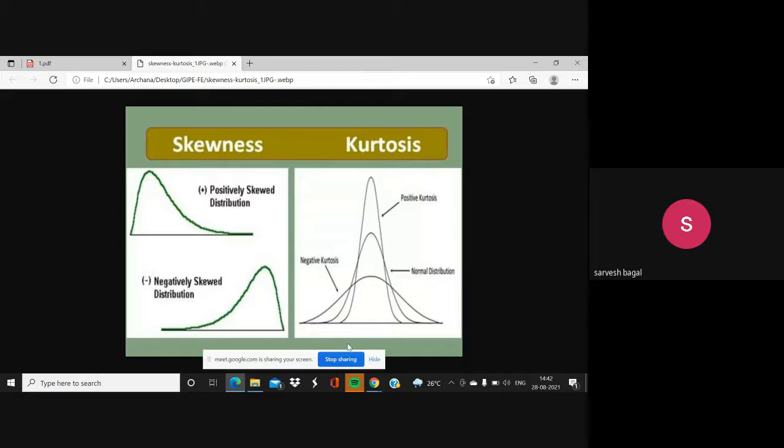Ma'am, I have another doubt. When our distribution is positively skewed, does that mean that we have outliers towards the positive side? Yeah, you'll have more values in the right tail, since the tail is so long. In case of returns, a positively skewed distribution would be preferred. Yes, I think you can say that.